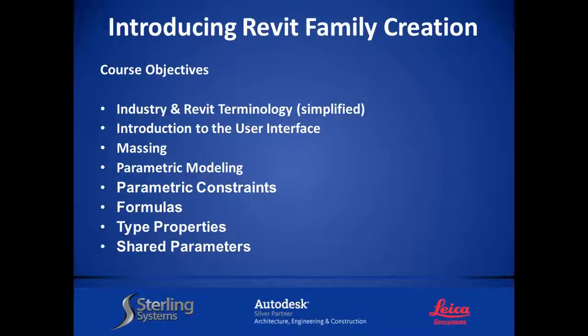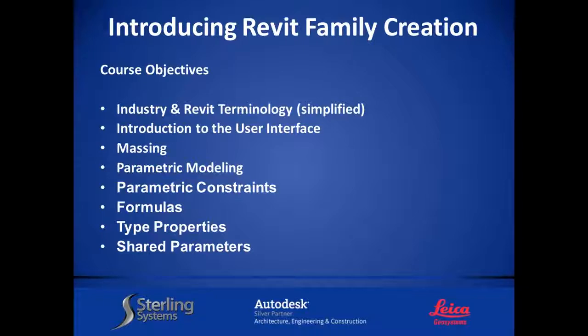A couple of things that we're going to talk about today. First are the course objectives for today's class. What we're going to be talking about to start things off is industry and Revit terminology simplified. We're also going to take a little introduction to the user interface as it pertains to family creation. So we're going to look at the family interface as opposed to our typical project interface. We're going to do some massing, which is a critical element involved with family creation.